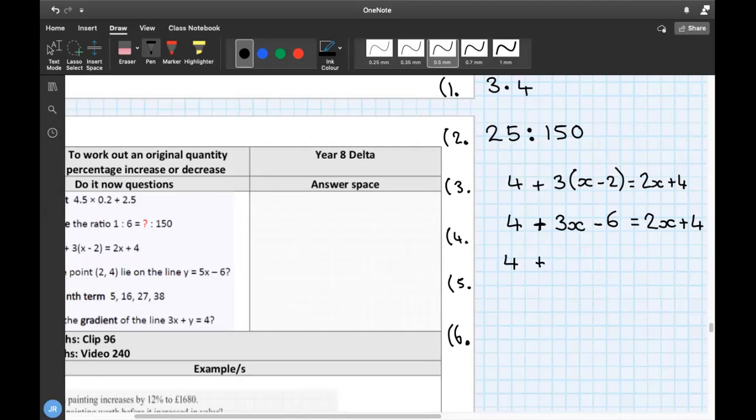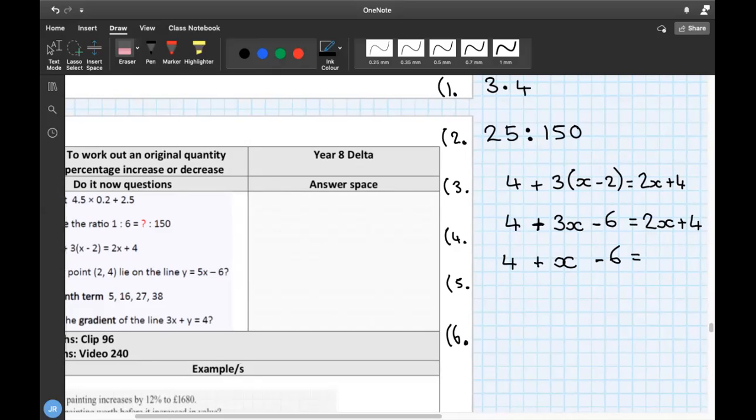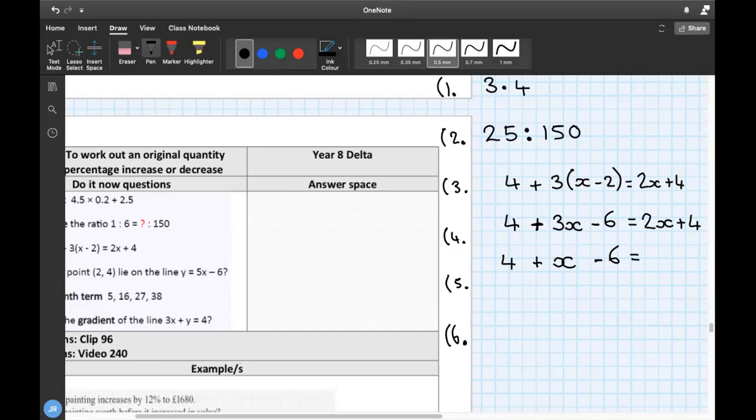Now I'm subtracting 2x, so 3x subtract 2x leaves me with 1x, and then we've got this negative 6. And then I took 2x away, so we're going to have nothing there but our positive 4. You don't have to write that plus sign, it's just positive 4. Okay? So that is all equal to 4. Now I need to simplify this a bit.